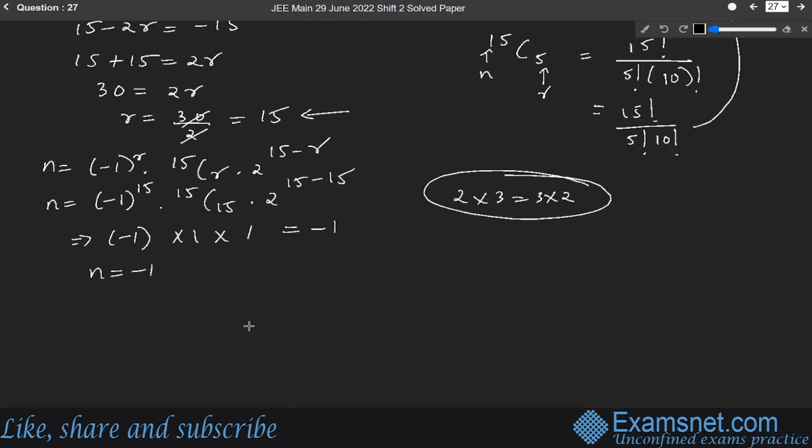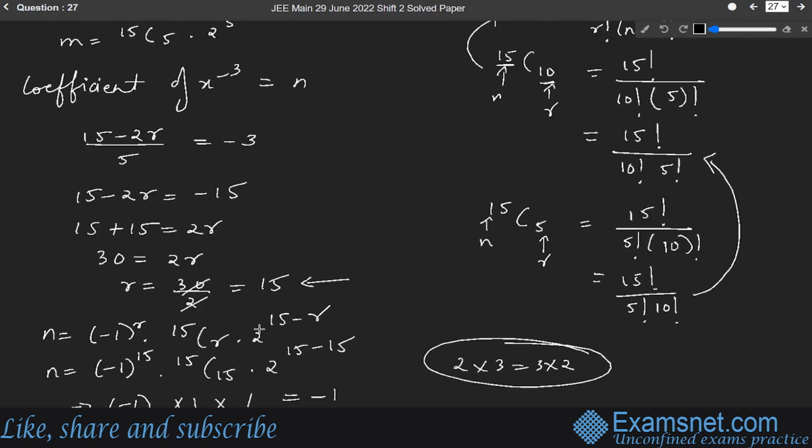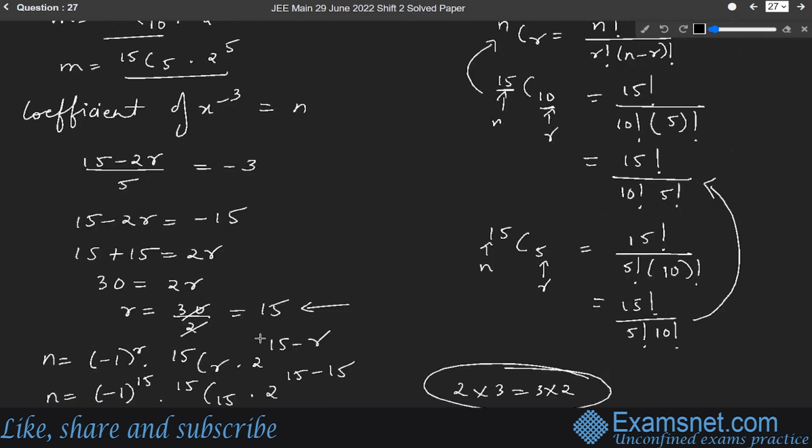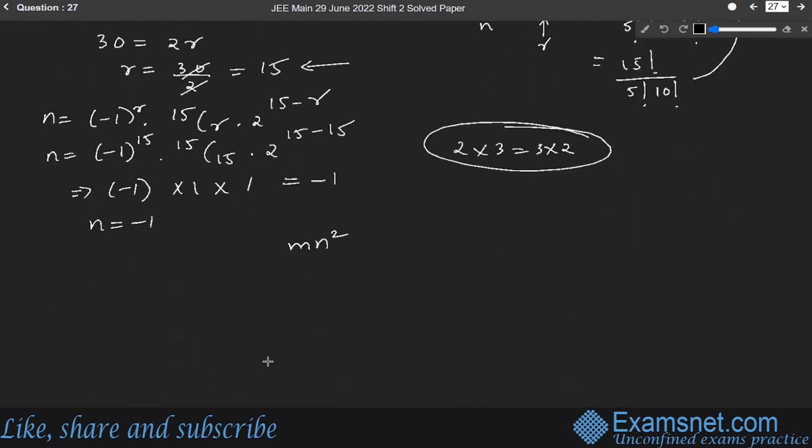Right? We have the value of m and we have the value of n. We have to find m into n square. What is the value of m? M is 15c5 into 2 power 5. So it is 15c5 into 2 power 5 multiplied by n square. What is n? Minus 1. N square will be minus 1 square. So minus 1 square is 1, right? So 15c5 into 2 power 5 into 1 will be 15c5 into 2 power 5.